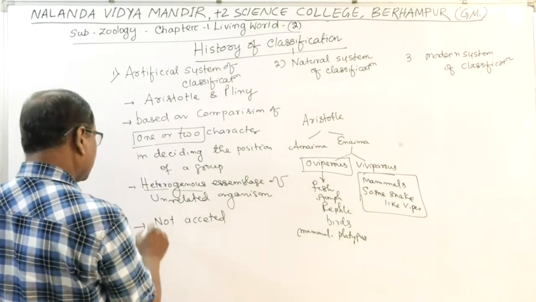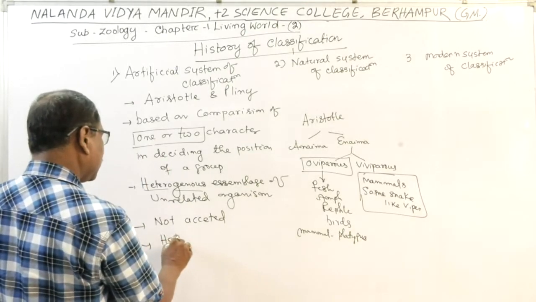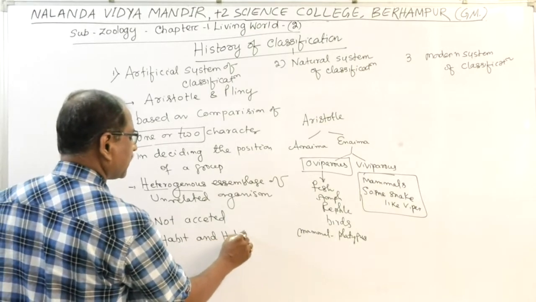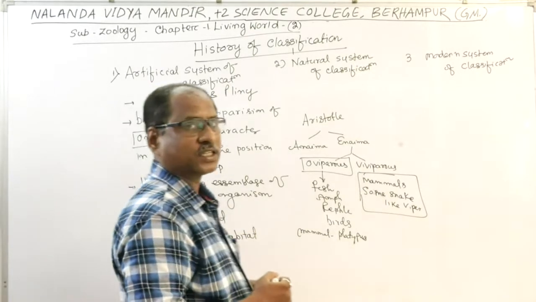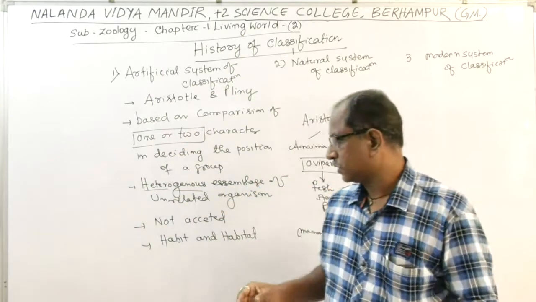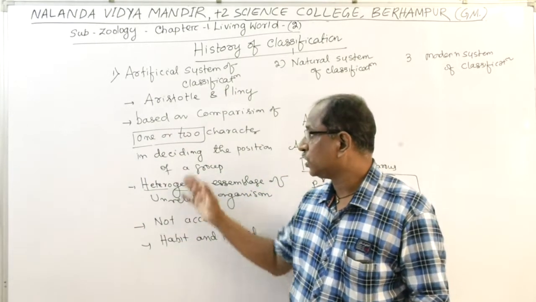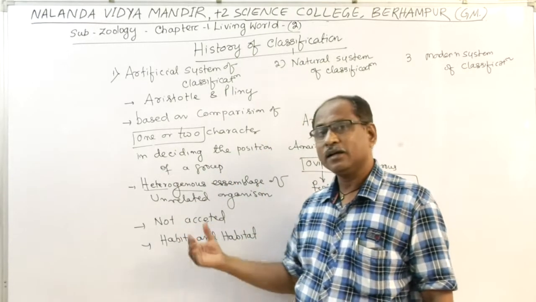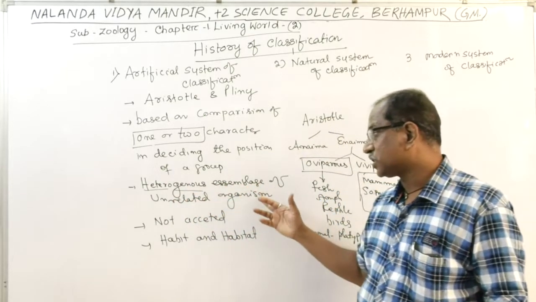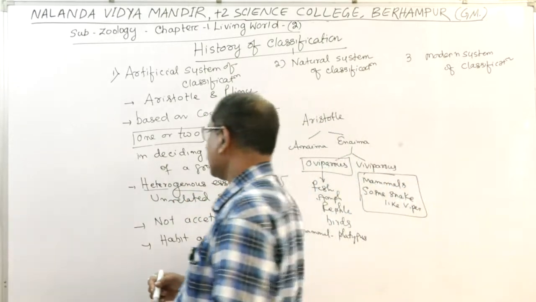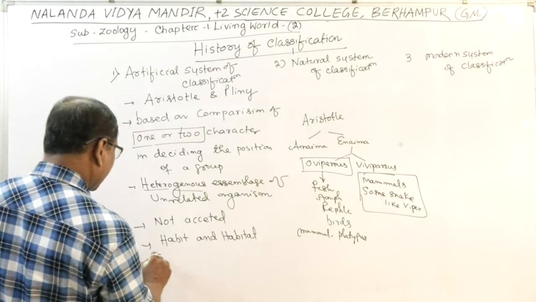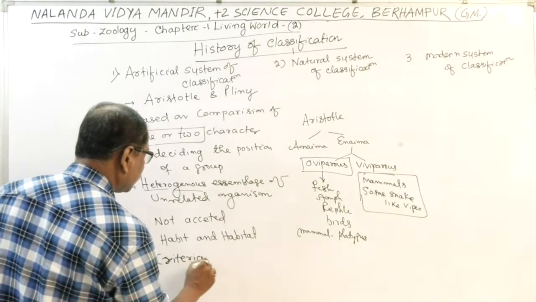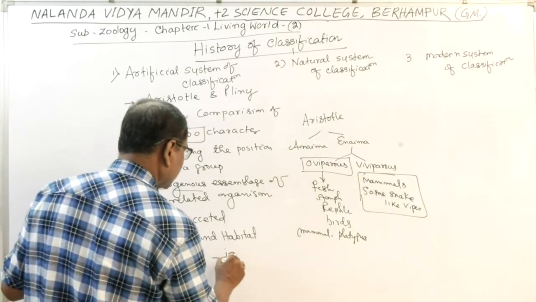As this classification is based mostly on habit and habitat. This type of classification based on one or two characters, that is the habit and habitat, shows heterogeneous assemblage of organisms, and the criteria used for this classification is arbitrary.